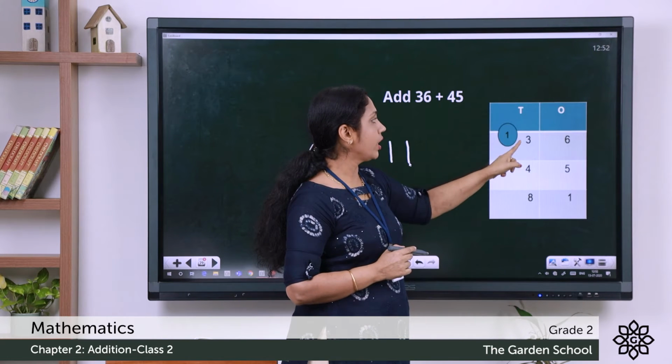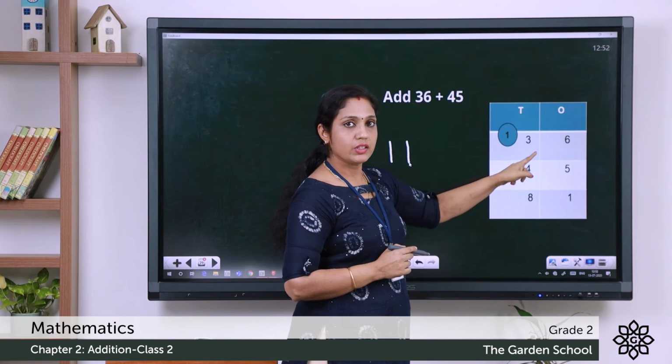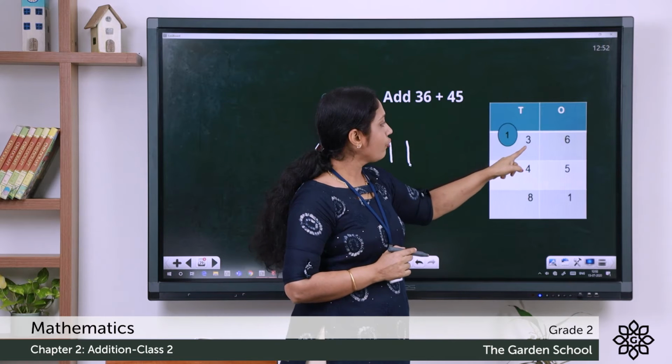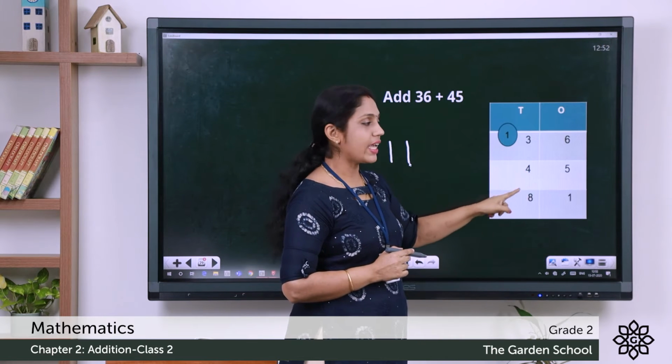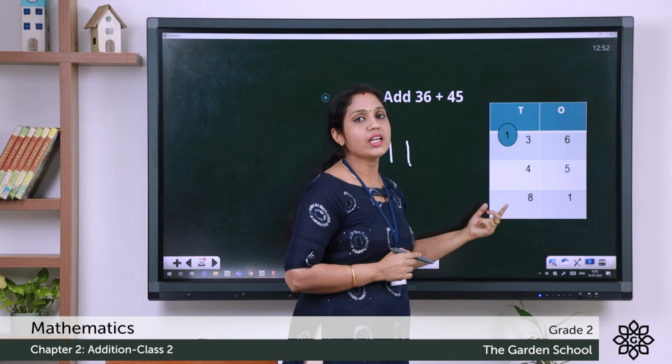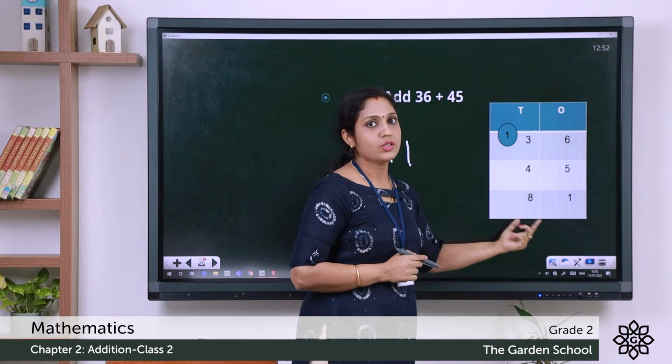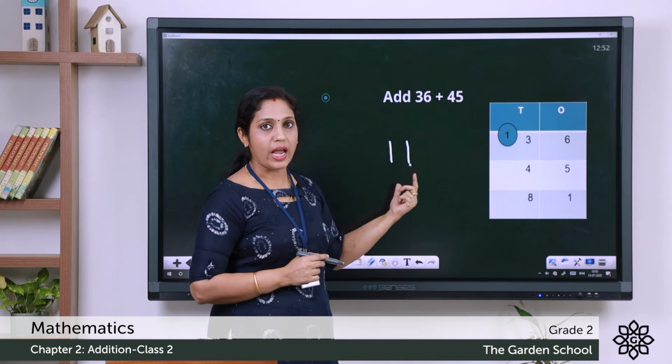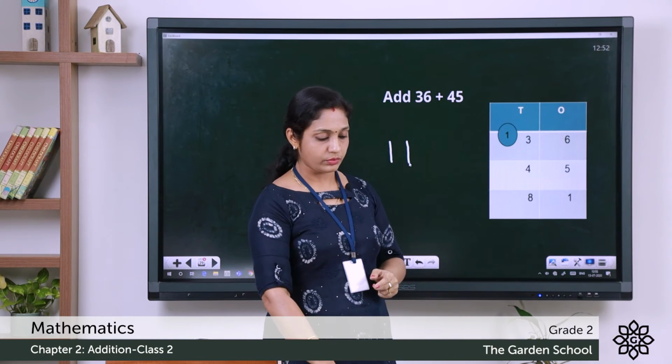So, we have to calculate it. 1 plus 3 is 4. 4 plus 4 is 8. And what is the answer? It is 81. So, this is the second method for adding two-digit numbers.